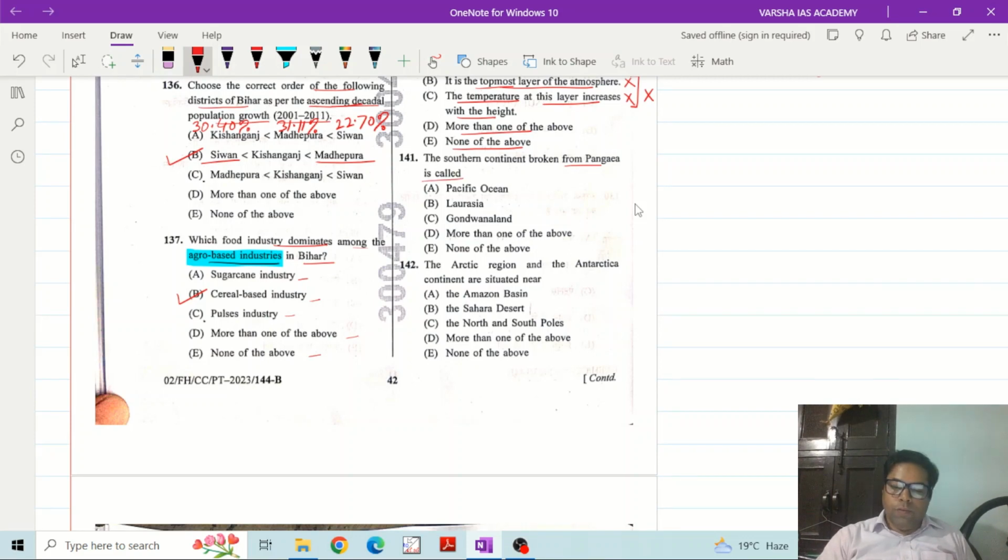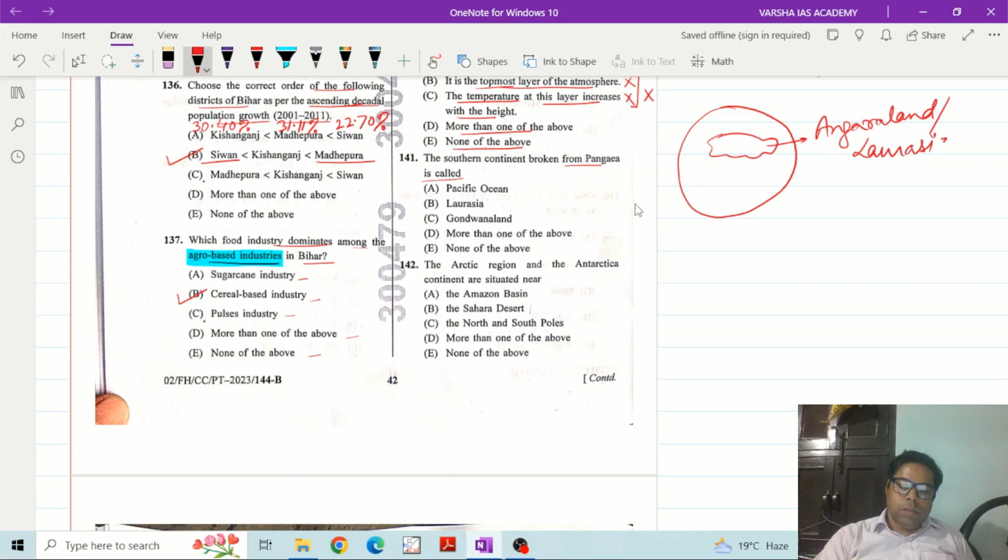If we see this continental theory, on the earth there were two continents. Another part is called Angara land, also called Laurasia. The southern part is called Gondwana land. So this is from Pangaea.